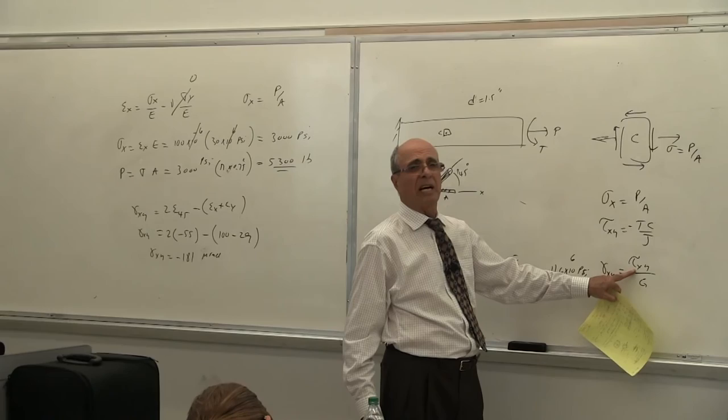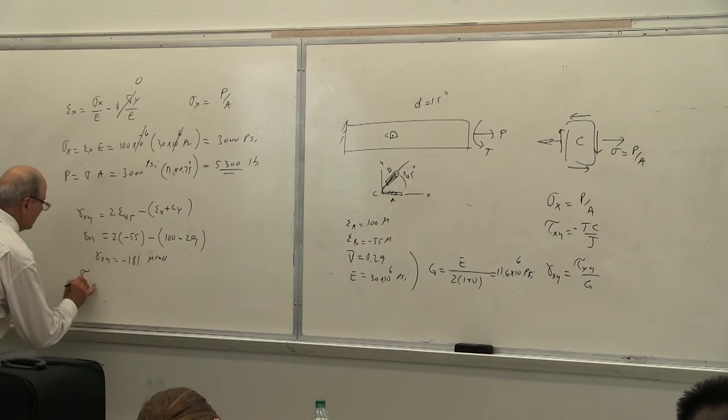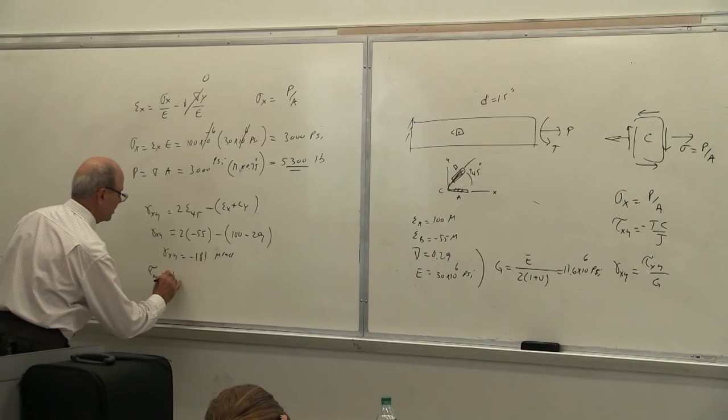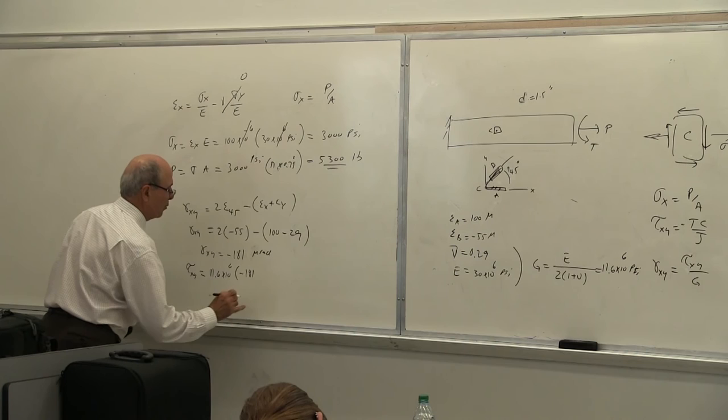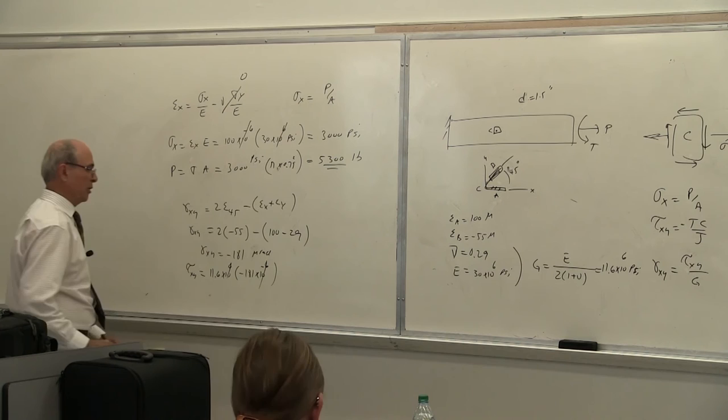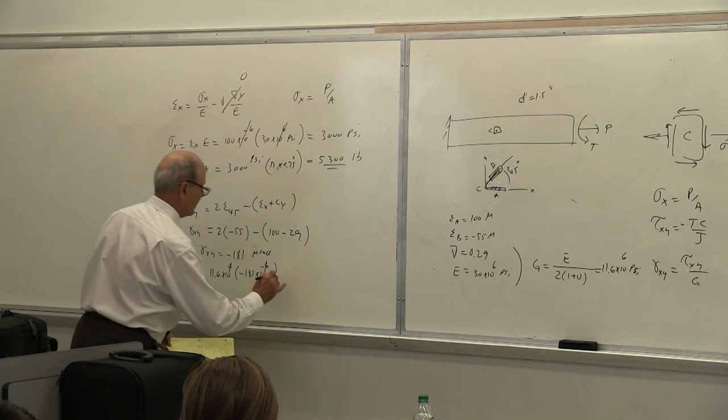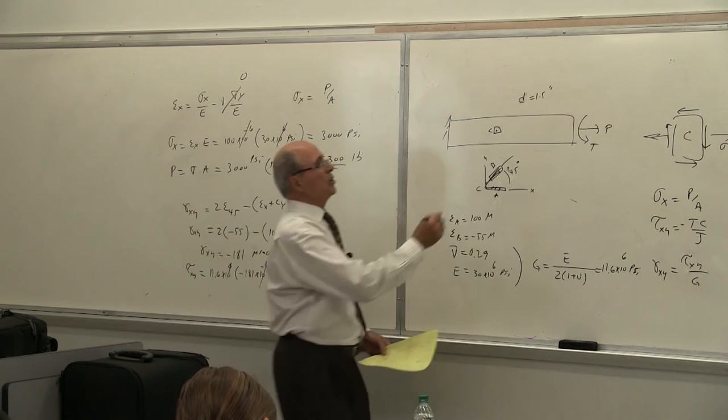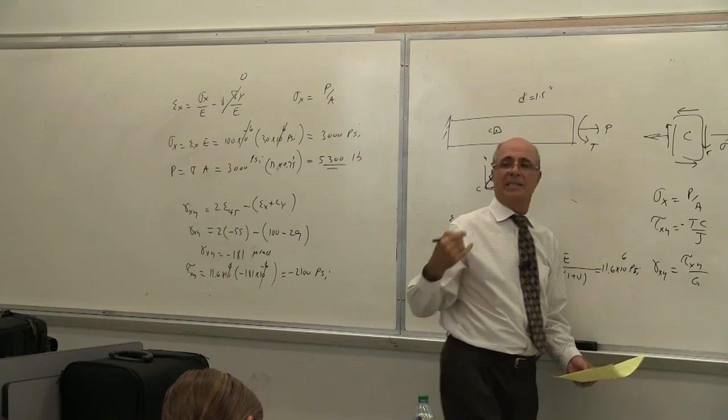xy. So you calculate tau xy equal to G times gamma. G was 11.6 times 10 to the power of 6 multiplied by minus 181 times 10 to the power of minus 6. Notice again, if you apply this 6 business that I always ask you to use, tau becomes minus 2100 psi. Notice it, T is positive, but tau is negative. And that's the answer came by itself, because the measurement was like that. Yes?